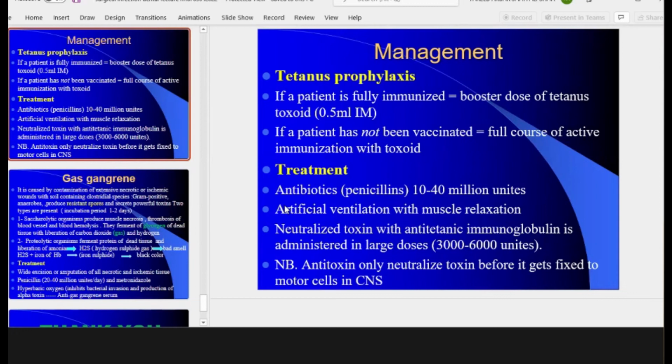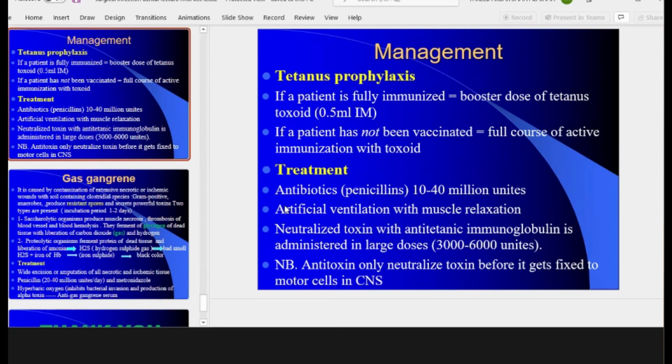Tetanus management needs prophylaxis. If the patient is fully immunized, it is equal to the booster dose of tetanus toxoid. If the patient is fully immunized, that means booster dose of tetanus toxoid 0.5 ml is required. If a patient has not been vaccinated at all, then full course of active immunization with toxoid is recommended.